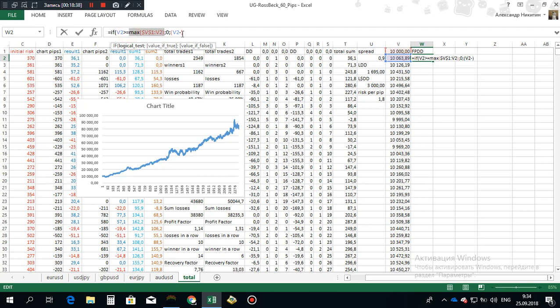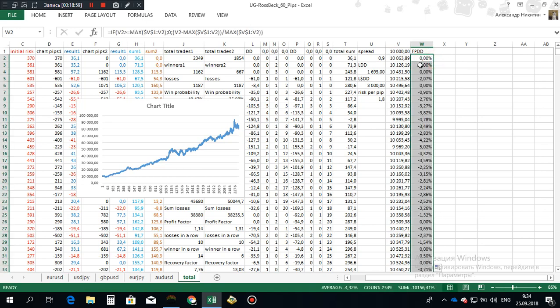Control C. This is the difference. And if I want to know what is the number in percentage, of course I should divide it by the maximal. Okay, so this ugly looking formula is actually one that is calculating your drawdown, and it is in percentages, of course.